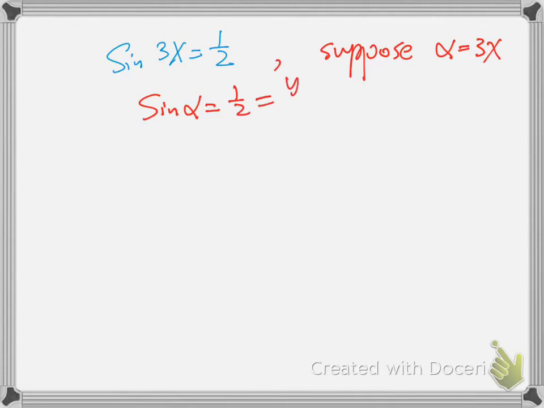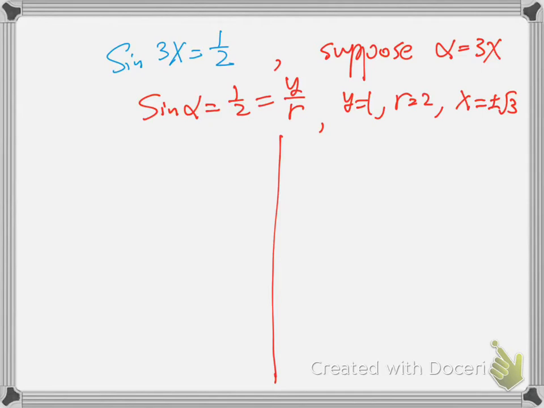So this is y over r. What is y? y is 1, r is 2. So 1, 2, and the third side is radical 3, not 2. You can use x squared plus y squared is r squared to find the x. If you remember 1, 2, radical 3, you know x is positive or negative radical 3. And then we have two cases, right?